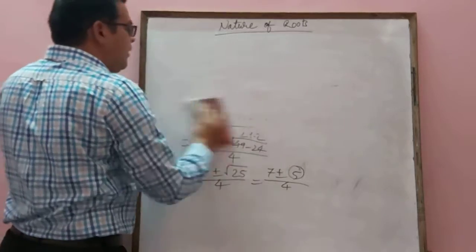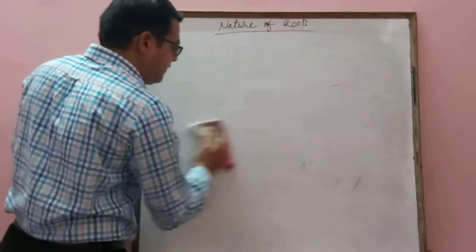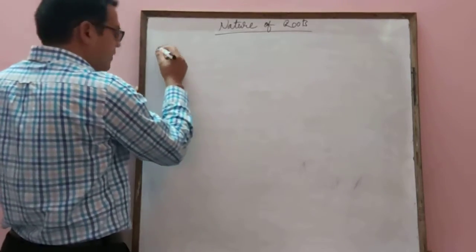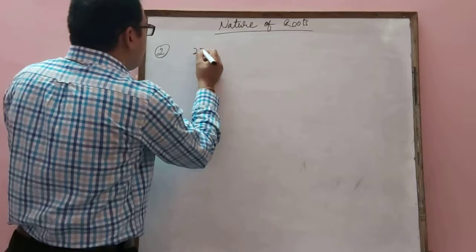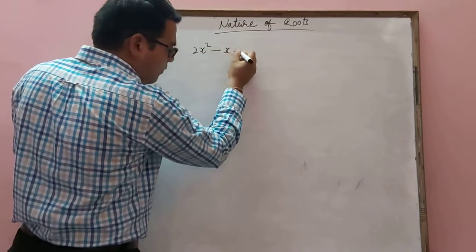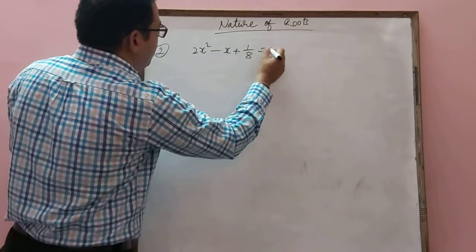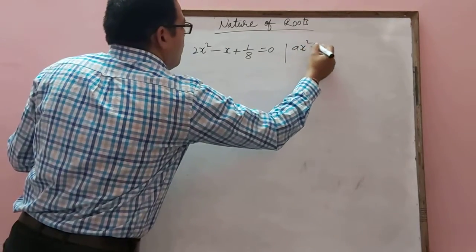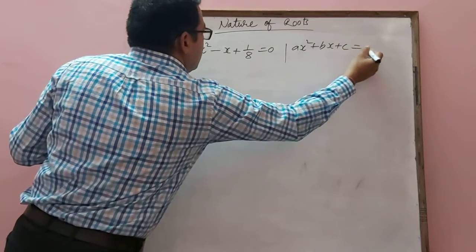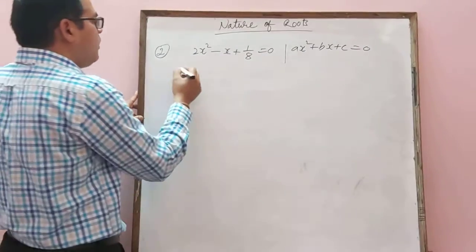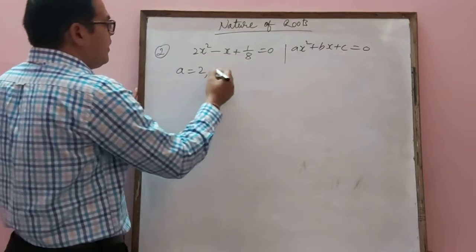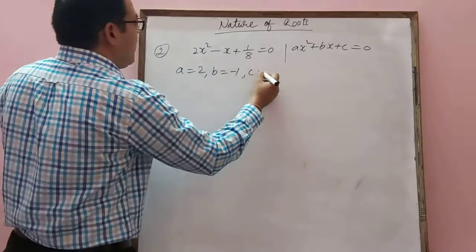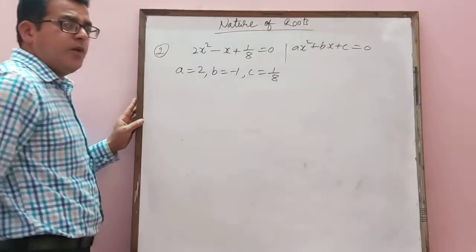If the value of discriminant is 0, then what will happen? So second case, let me take one example for this. 2x square minus x plus 1 by 8 equals to 0 I am taking here. And this is the general form of quadratic equation. If you compare coefficients, a we have 2 here, b we have minus 1 here, coefficient of this x is minus 1, and coefficient of constant term is 1 by 8.